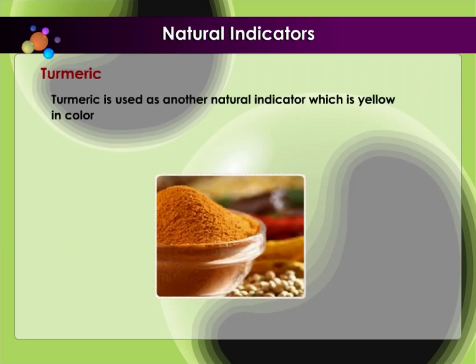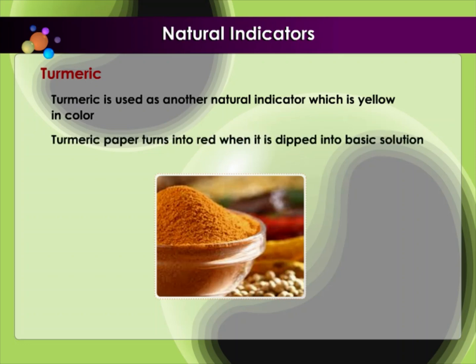Turmeric. Turmeric is used as another natural indicator which is yellow in color. Turmeric paper turns red when it is dipped into a basic solution. Turmeric paper does not change its color with acid.